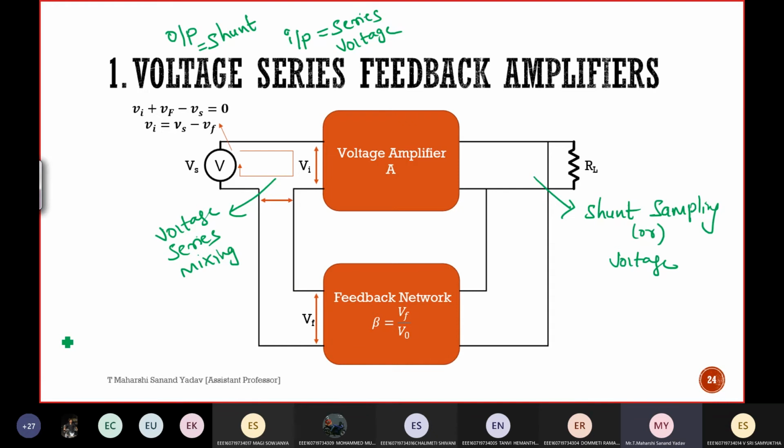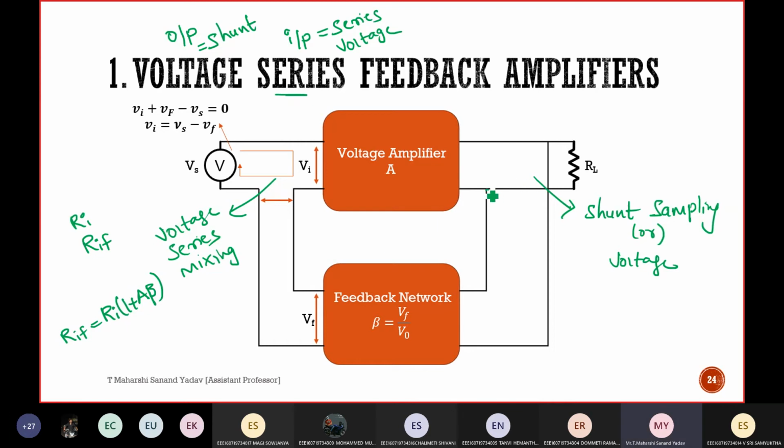Suppose if it is series, impedance will increase. So we know that Ri is nothing but input resistance. If it is RIF, it is input resistance with feedback. So here at the input part, it is in series. So the overall feedback RIF is nothing but Ri times (1 plus A beta). It is increased by this factor, means you need to multiply with that.